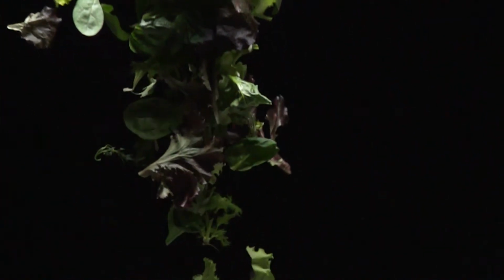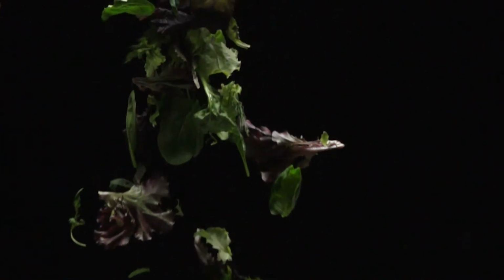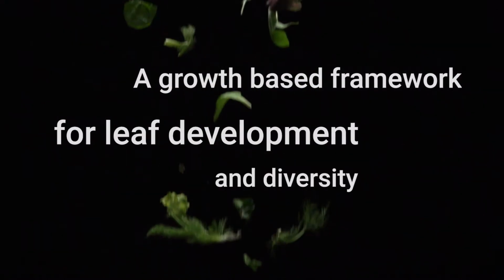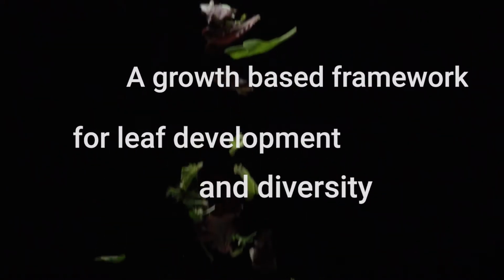How do the tissues and organs of plants and animals grow into their diverse yet recognizable shapes? Advances in genetics have identified many genes that shape the forms of organisms. We want to know, how do genes act to shape form?